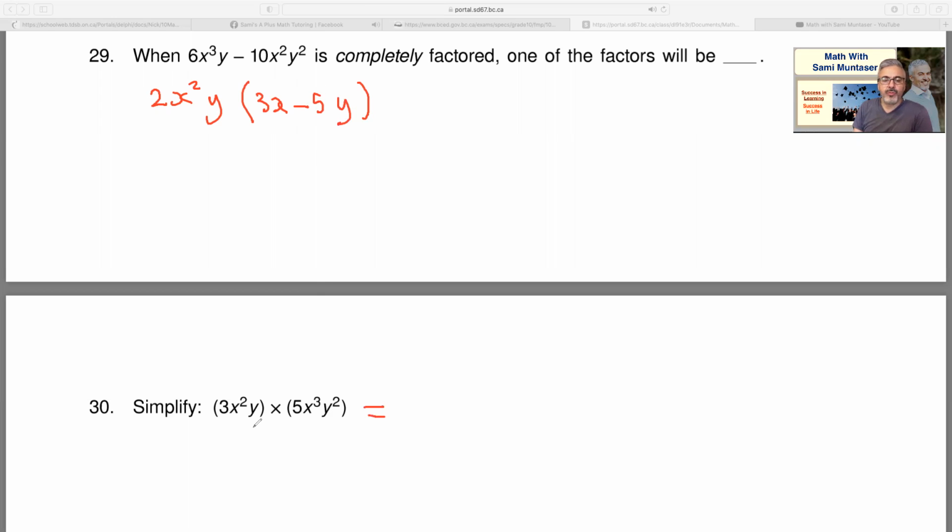Simplify, you have 2 things multiplied here. So all you need to do is just multiply the 3 and the 5, you get 15. And then x squared times x cubed, you just add the exponents, so that gives you x to the 5. And then y times y squared, you just add the exponents. Remember, y has a 1 on top of it here, so that gives you y cubed. And that's it for that.